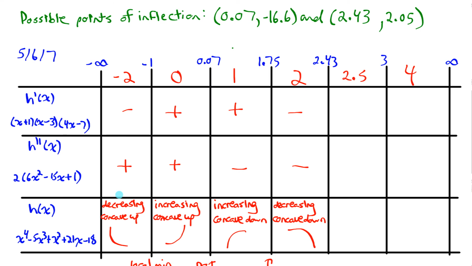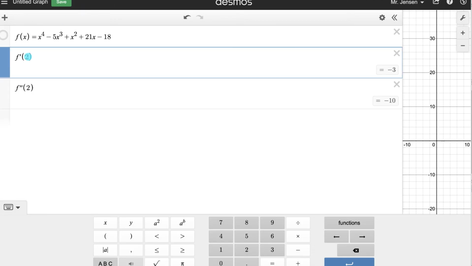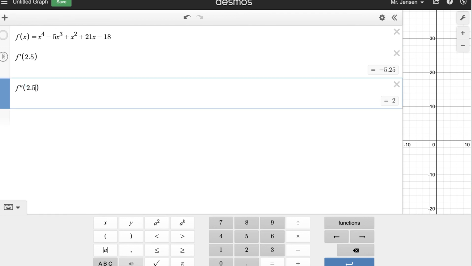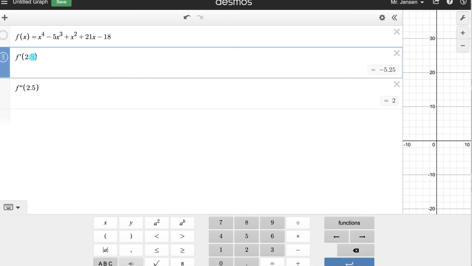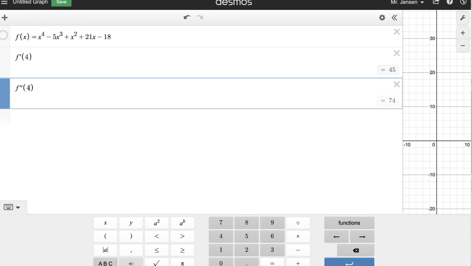I'll plug in an x value of 2.5, and I'll just use Desmos to do this quick. Plug in 2.5 into the first and second derivative. Notice first derivative is negative, second derivative is positive. And let me just do the signs for an x value of 4 as well. So I'll plug 4 in quickly. Notice first derivative is positive and second derivative is positive.